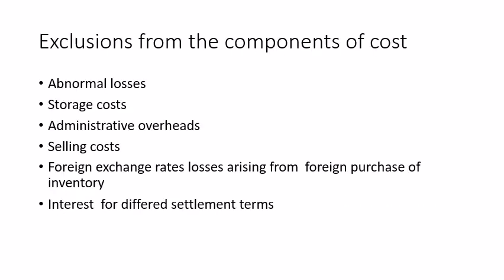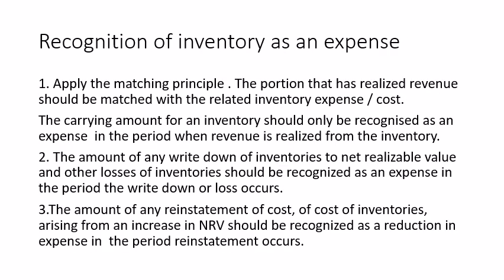We have some costs that are excluded from the cost of an inventory. Number one, abnormal losses, storage costs, administrative overhead, selling costs, foreign exchange losses, interest for deferred settlement terms. So recognition of inventory as an expense. Number one, we are going to apply the matching principle. We are saying the portion that has realized revenue should be matched with the related inventory cost.